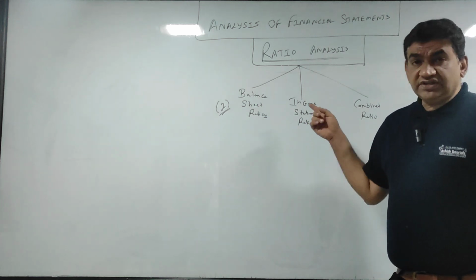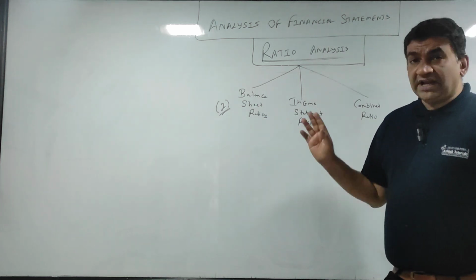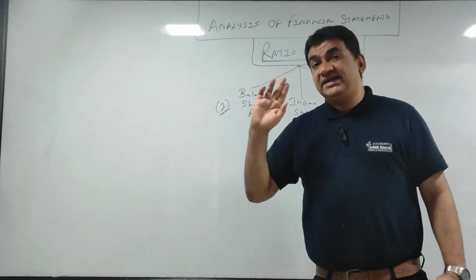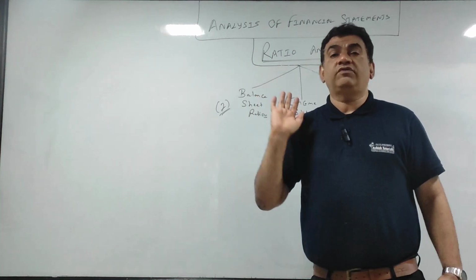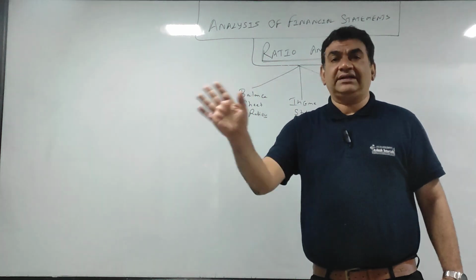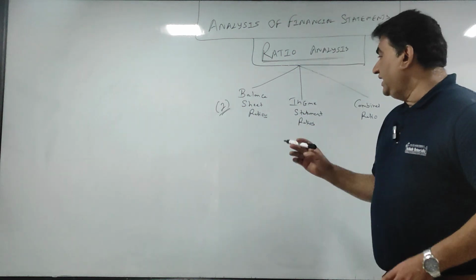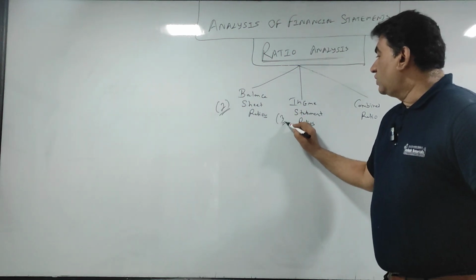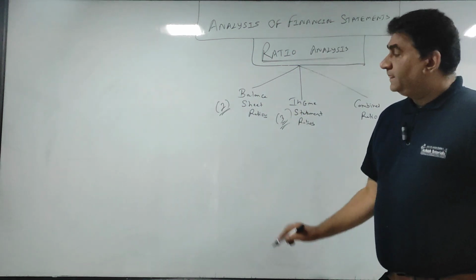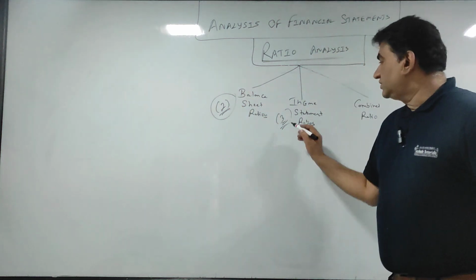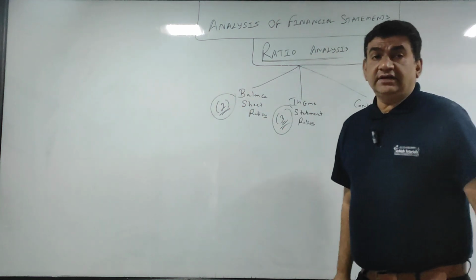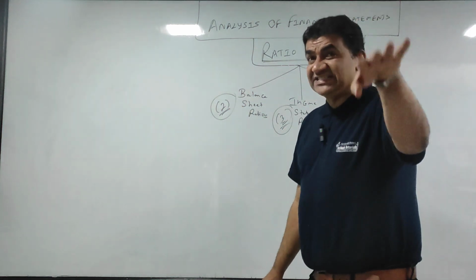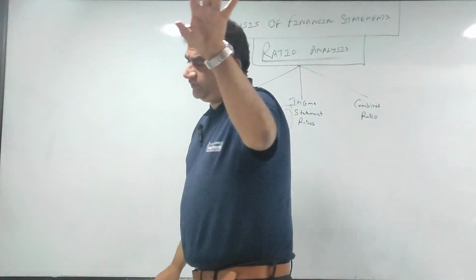Now income statement ratios are also classified in 6, but the 6th one is further classified into 4. So there are a total of 9, but that is in degree college. In your syllabus, you have only 3. So 2 balance sheet ratios and 3 income statement ratios from your SYJC syllabus point of view.